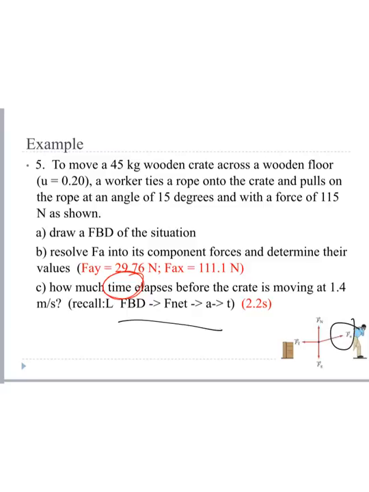Okay, so it says recall: if you have the free body diagram, you can then find the F net. If you have F net equals ma, you can find acceleration. If you have acceleration, you can use a big 5, and we're going to find the time.